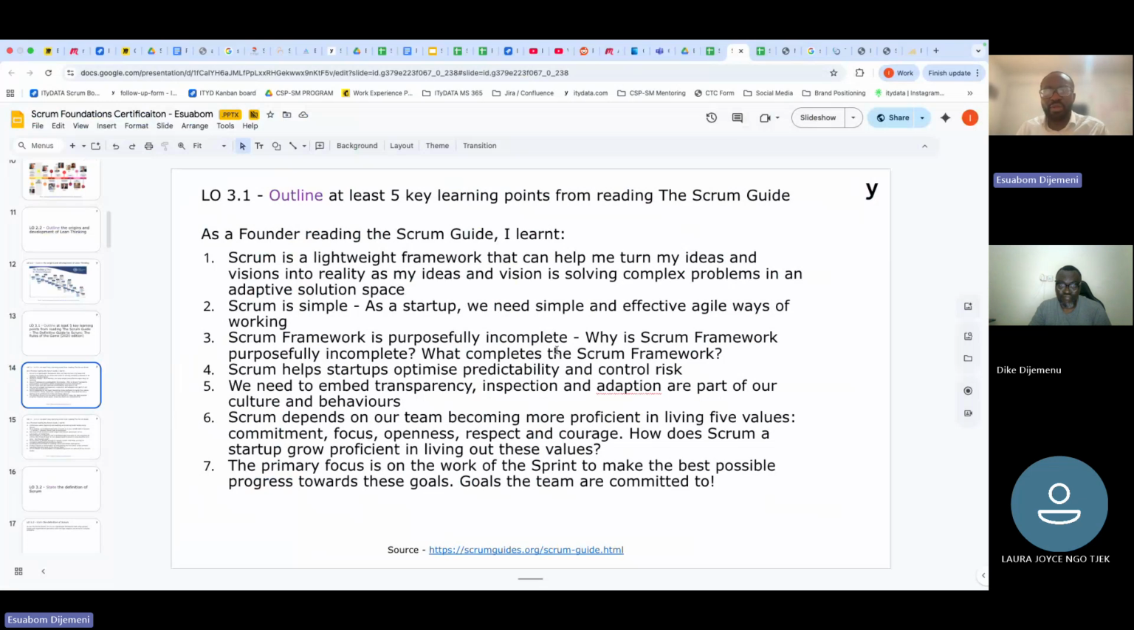But that's the point of this learning objective. How do you see the world differently? What are the learning points? Because think about it, Laura, is it fair to say you have not yet read the Scrum guide?